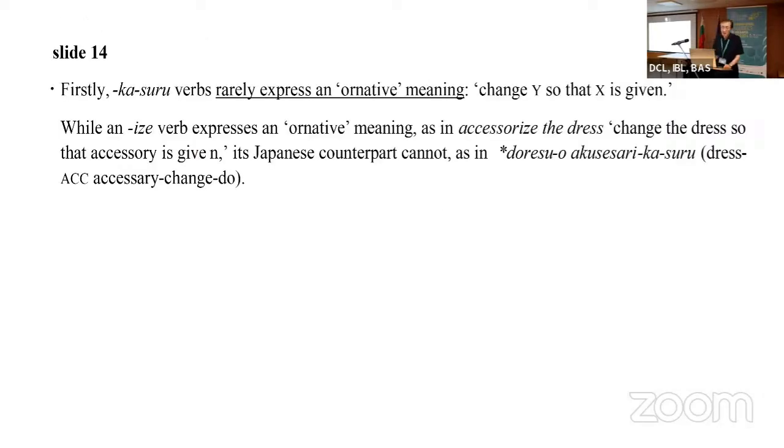So firstly, Kasuru verbs rarely express a locative meaning. The locative meaning is change y so that y is given x. So while an -ize verb expresses a locative meaning, as in accessorize the dress, change the dress so that accessory is given, its Japanese counterpart cannot, as in ドレスをアクセサリ化する, which is wrong.